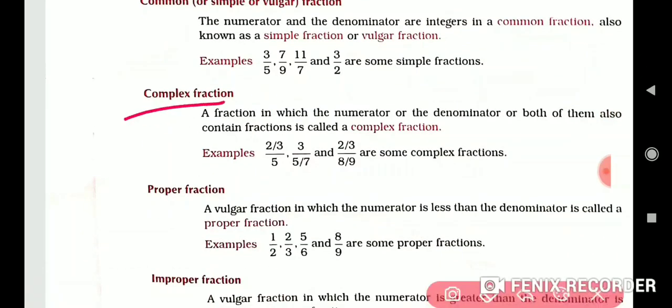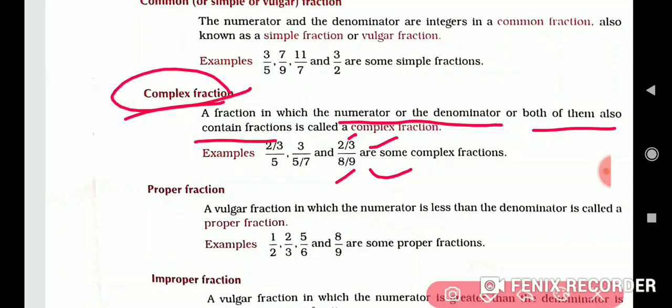Then the next is the complex fraction. A complex fraction means one in which the numerator and the denominator, or both of them, also contain fractions. For example, the numerator is 2 by 3 and the denominator is 8 upon 9. Just see, the numerator is also a fraction and the denominator is also a fraction. So this is a complex fraction.